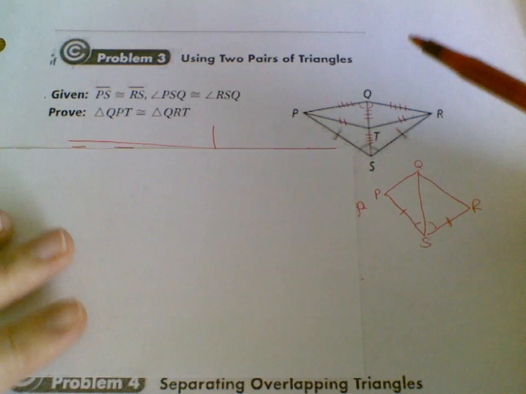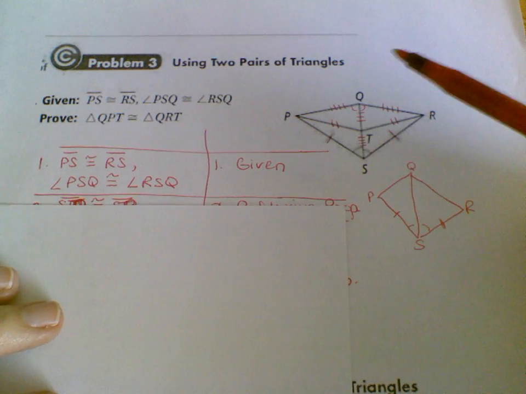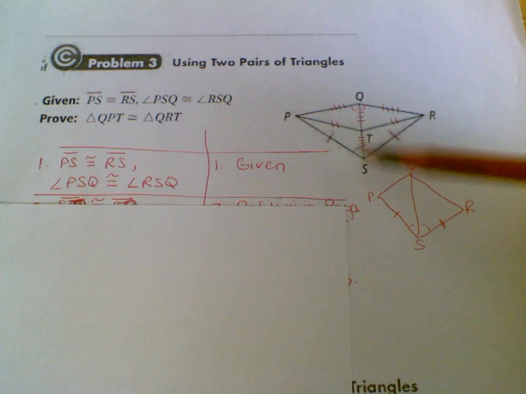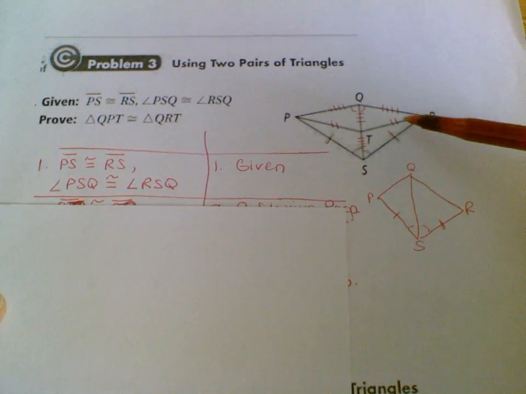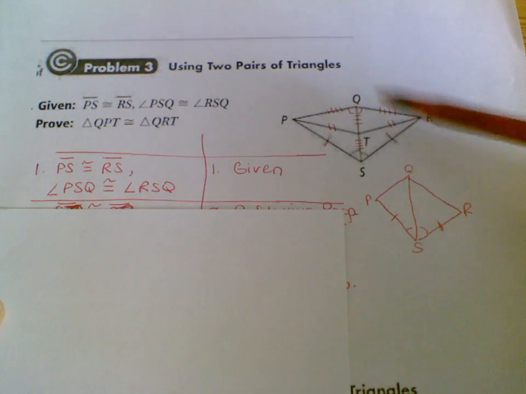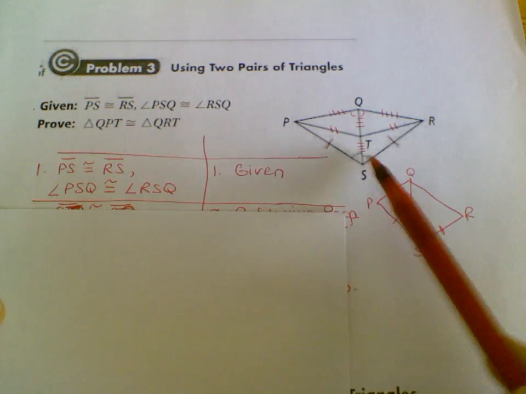Okay, so I write down my given. They tell us that PS is congruent to RS, which they've marked, and then they give me that angles PSQ and RSQ are also congruent, and they've marked that.